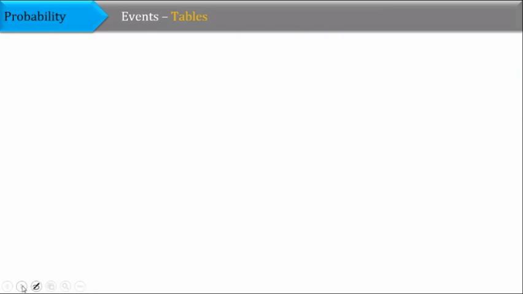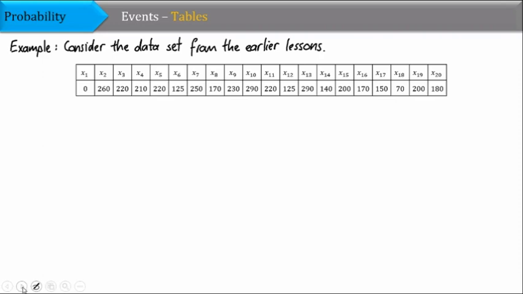Right, the next part looks at tables. Now I'm going through all of these different scenarios just to illustrate where we can have events, or where we should be able to identify events. And just because it is not written in the form of a Venn diagram or a tree diagram doesn't mean that we don't have events that exist in that scenario.